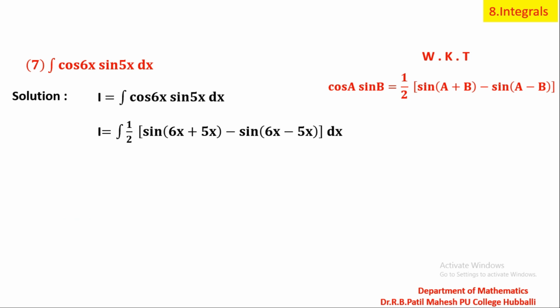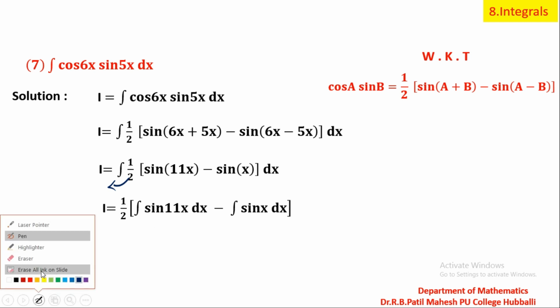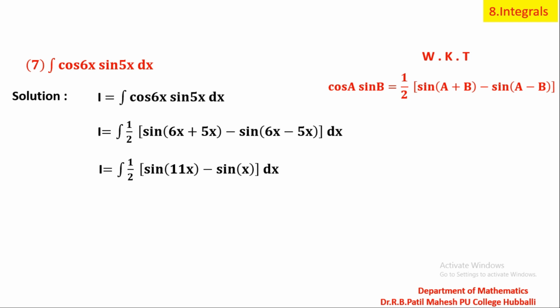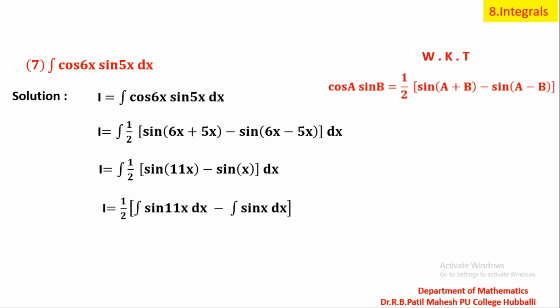Now add the numbers here. 6x plus 5x is 11x. 6x minus 5x is x. So that we get integration of 1 by 2 sin 11x minus sin x dx. So in the next step, dear students, let me take 1 by 2 outside the integral and take integration for both the functions, integration of sin 11x and integration of sin x. So straight away go back to the formulas and write the integrations here.